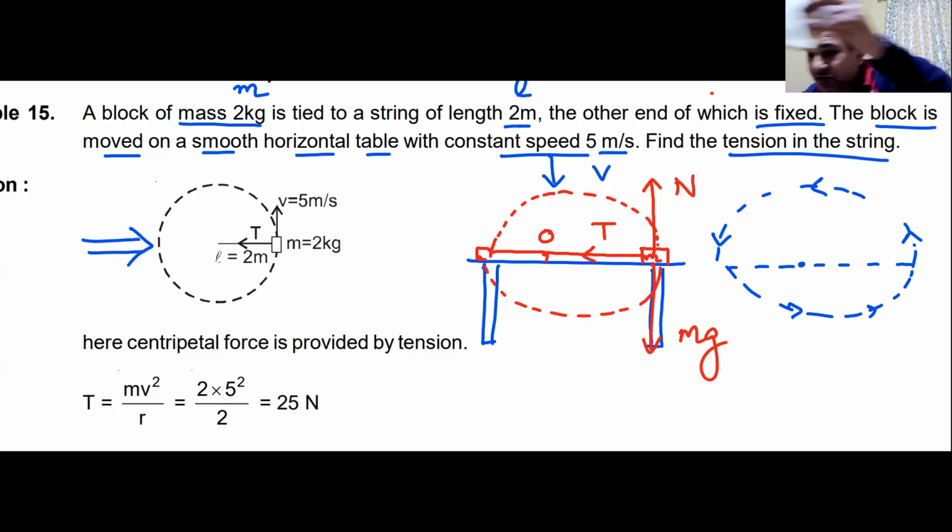Again, let us try to make sense. This is the horizontal table. Let me take a smaller pencil. This is my string. The string is kept like this. See, the string is like this.